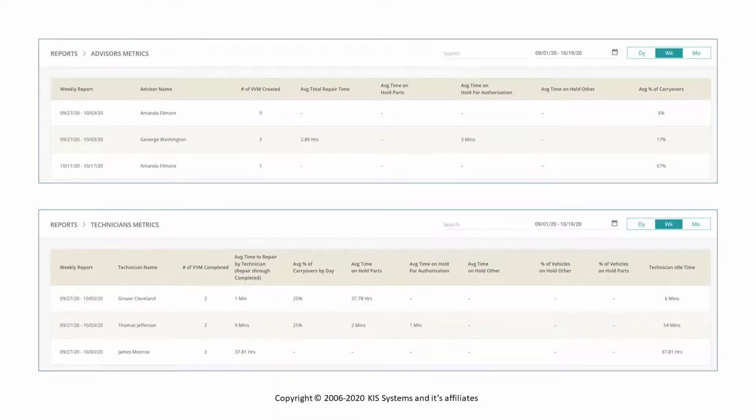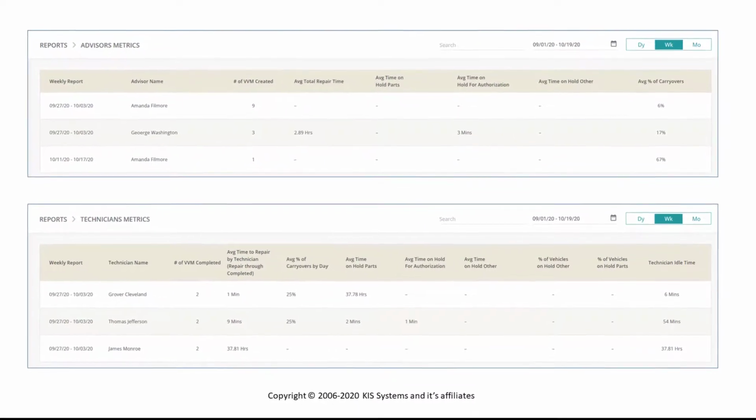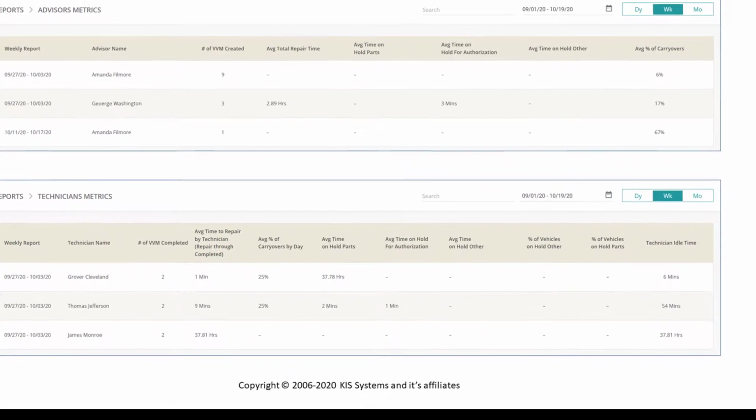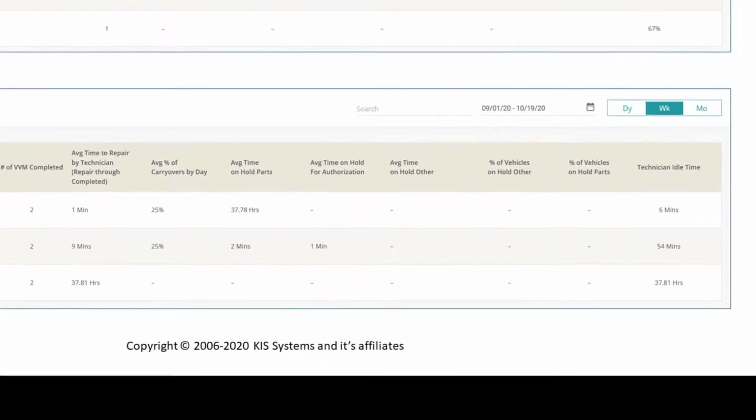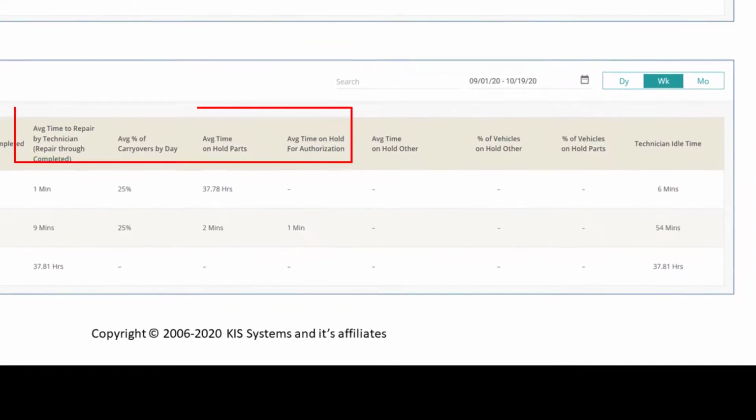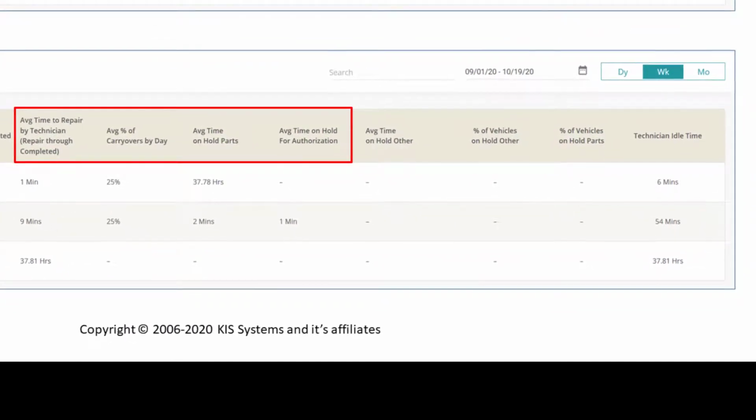The advisor and technician reports can be run on a daily, weekly, or monthly time frame. The reports include key metrics such as average repair times and percentage of carryovers. Average hold times are calculated to assess any process roadblocks or impacts on carryover rate. The technician report includes the total idle time for that period, so management can identify any lost opportunity.